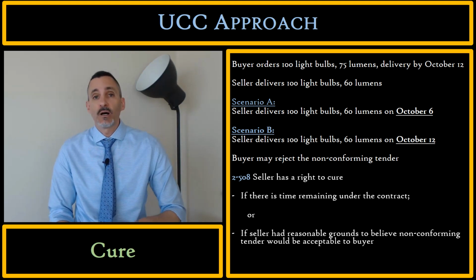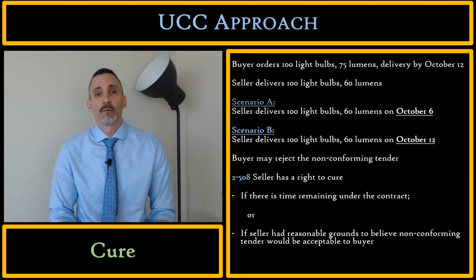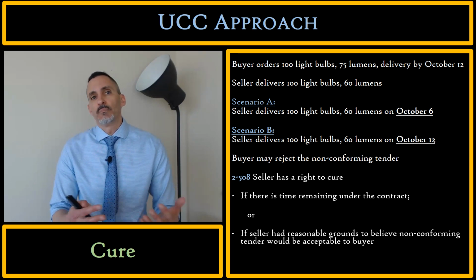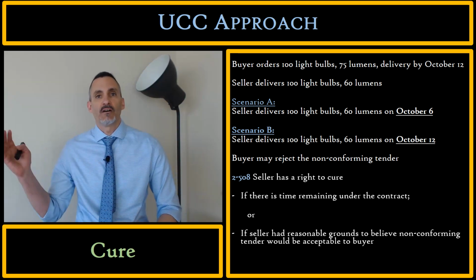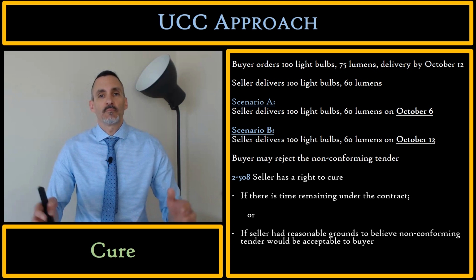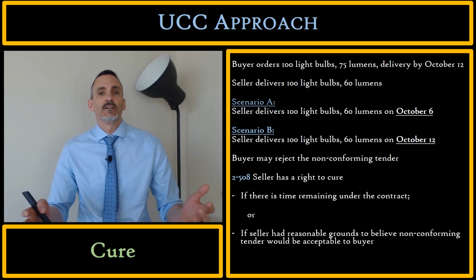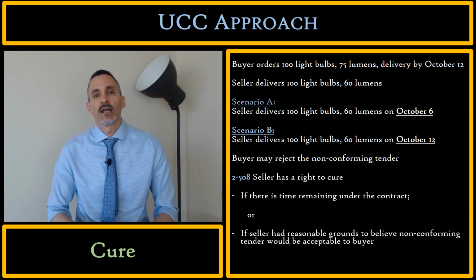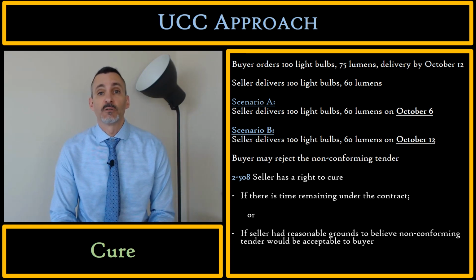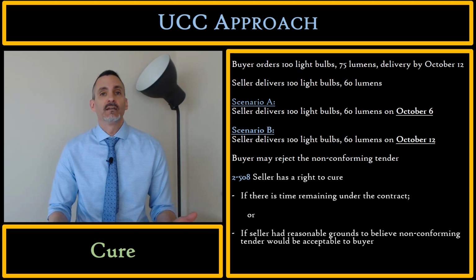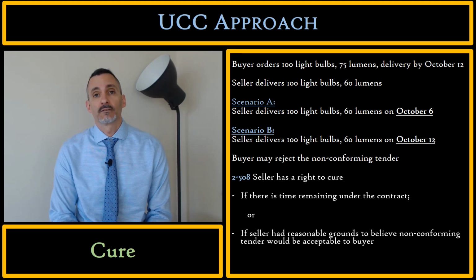What could give her a reasonable belief? Well, past dealings with the buyer. Maybe in the past, buyer has accepted 60 luminum light bulbs, or maybe seller knows that buyer has a need for all different types of light bulbs. Buyer is a light bulb merchandiser, and they have all different types of light bulbs. So seller says, you know what, I know they need 60 luminum light bulbs, so I'll send them this, right? This gives seller a reasonable belief that the non-conforming tender would be acceptable to buyer. And when buyer says, no, this is not acceptable to me, seller will have the opportunity to cure, even if there is no time remaining under the contract.